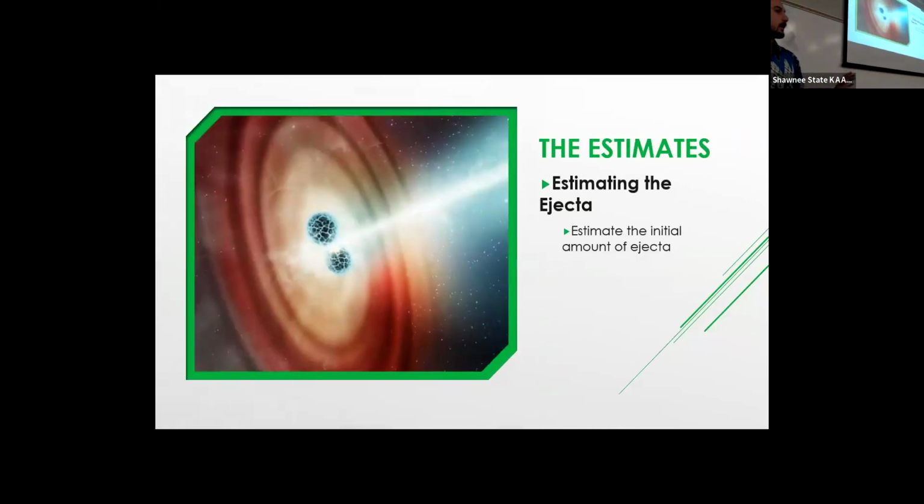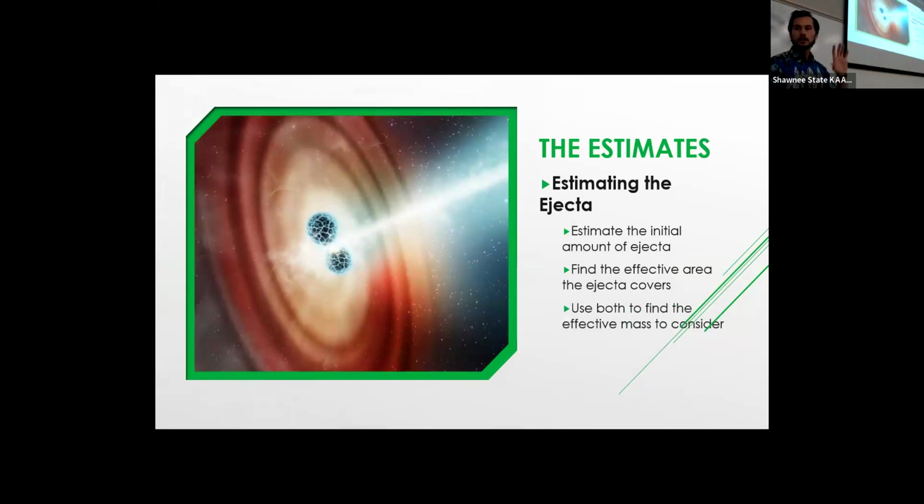And so the estimates. Estimating the ejecta. Got to figure out how much initial mass is going to be ejected from the collision of two neutron stars. And then you have to look at what area that's covering, and that'll help you with the calculations later on. You can use those two things to find the effective mass that will be collimated and be in the energy that's able to excite atoms into their isomeric state. And then you can convert this mass into number of baryons. This will give you a total number of baryons per neutron star collision.